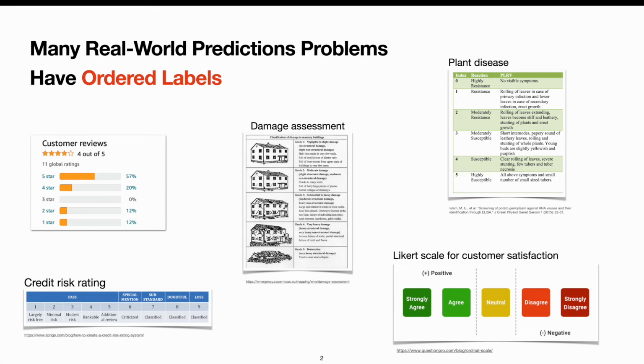So yeah, many real-world prediction problems have ordered labels. Here are a few examples. For instance, Amazon customer reviews from 1, 2, 3, 4 to 5 stars, credit risk ratings, damage assessment of infrastructure, plant disease and other types of disease, and the popular Likert scale for customer satisfaction.